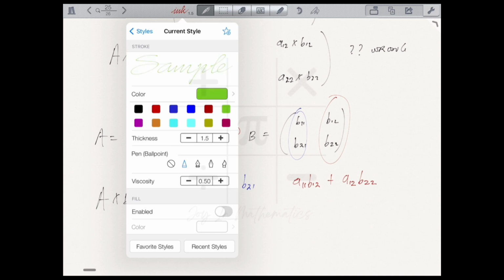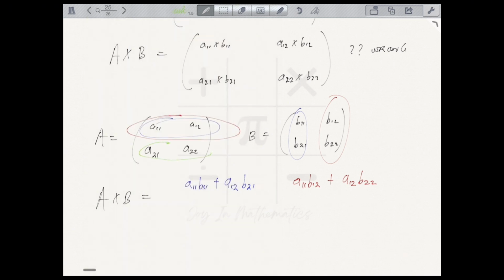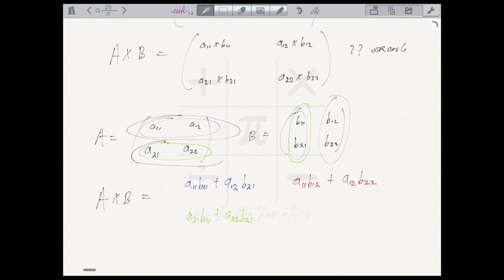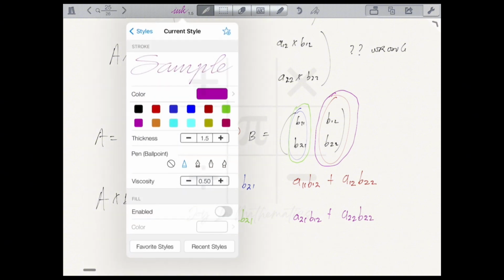Likewise, just as we have done with the first row, we go over to the second row. The second row again will multiply the first column, and this will result in A21 B11 plus A22 B21. And finally, the second row again multiplied by the second column. So this will give us A21 multiplied by B12 plus A22 multiplied by B22. Now, what do we observe here?